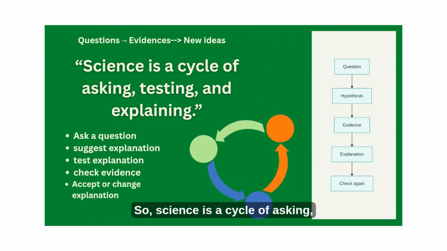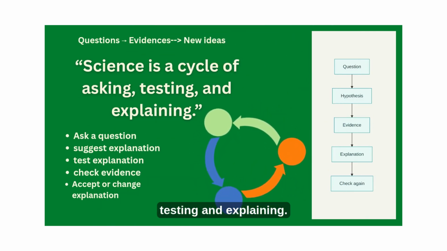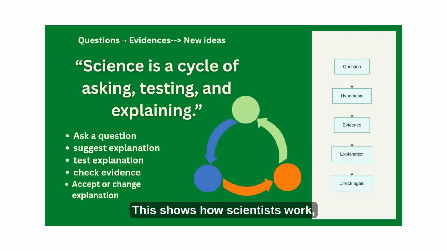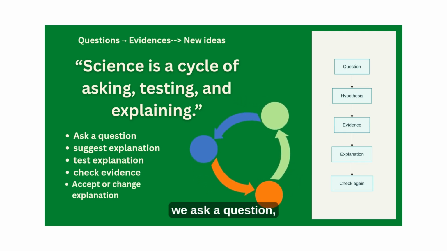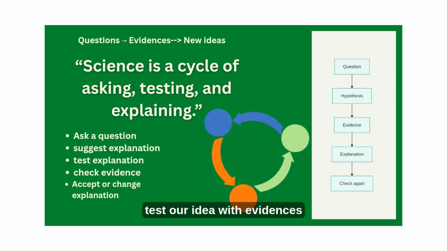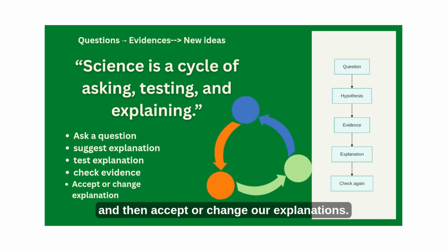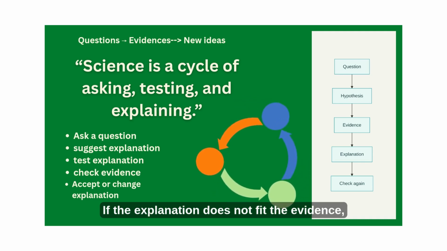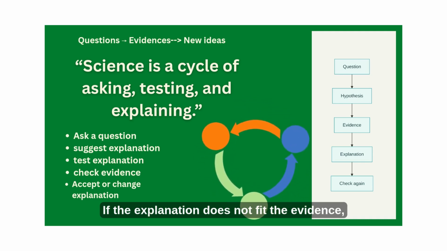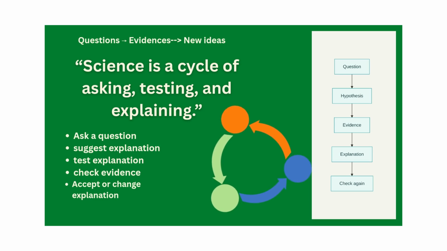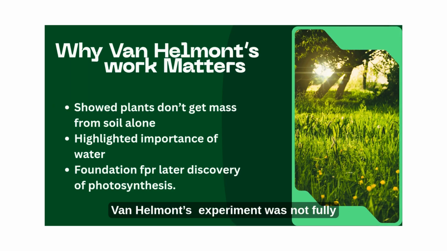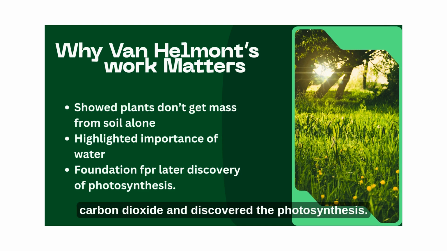So, science is a cycle of asking, testing and explaining. This shows how scientists work. We ask a question, test our idea with evidence, and then accept or change our explanations. If the explanation does not fit the evidence, we try again. Van Helmont's experiment was not fully correct, but it was a big step. Later scientists added the missing part, carbon dioxide, and discovered photosynthesis.